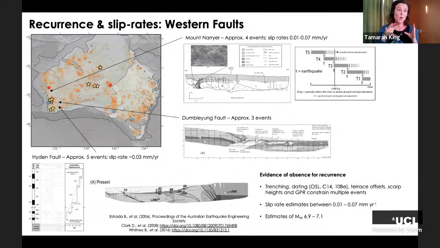But that's not the case for all faults in the Precambrian crust in Australia. There is some evidence from trenching across paleoseismic scarps to suggest that some of these faults can host recurrent earthquakes, just over very long time periods, 10 to 100,000 years or more. Next slide, please.